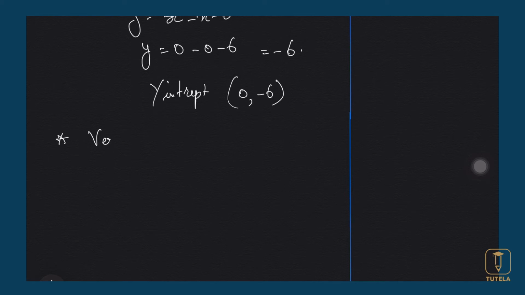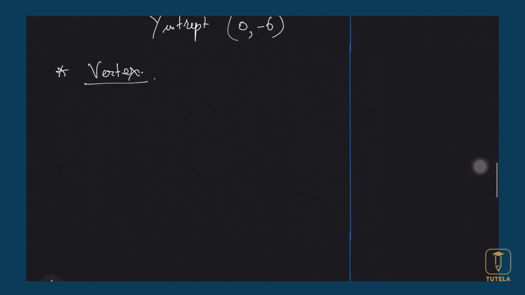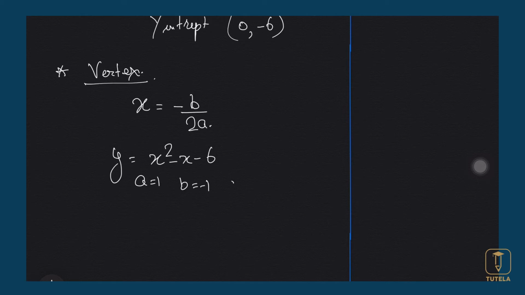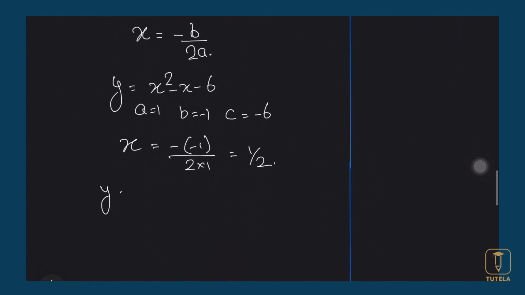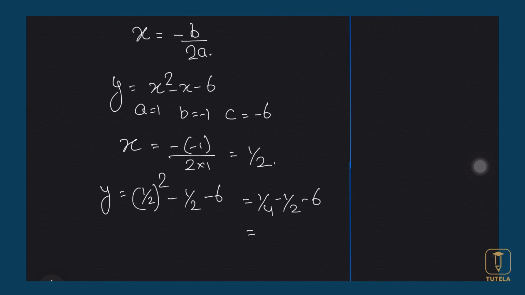The third important point, as we discussed, was the vertex. So let's find the vertex first and then I'll try drawing the graph from that given information. To find the vertex, we have the formula: the x coordinate of the vertex is given as minus b by 2a. Taking the equation y is equal to x squared minus x minus 6, here a is 1, b is minus 1, c is minus 6. So the x coordinate of the vertex will be minus of minus 1 divided by 2 into 1, giving us 1 by 2. To find the y coordinate, we'll just substitute this value back into the equation, giving us 1 by 2 whole squared minus 1 by 2 minus 6. So we have 1 by 4 minus half minus 6. So this will be minus 1 by 4 minus 6, and that is minus 25 by 4.